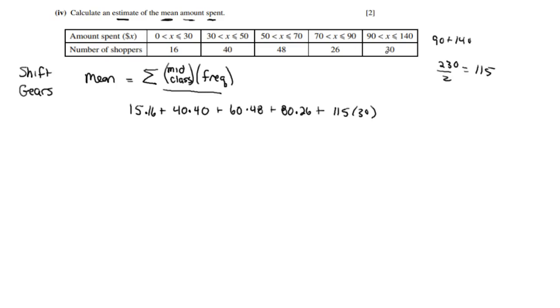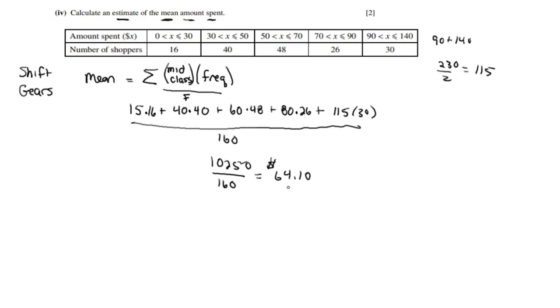And then we've got to divide by the total frequency, which we already know because we just did a cumulative frequency graph. And so we know that that's going to be 160. And so all I'm going to do now is just simplify this. Divide by 160. And I get 64.1 or $64.10.